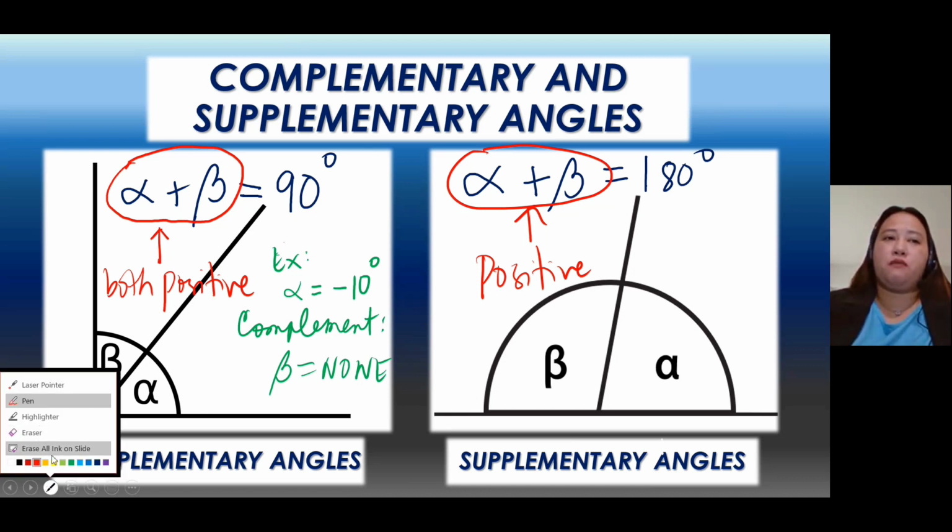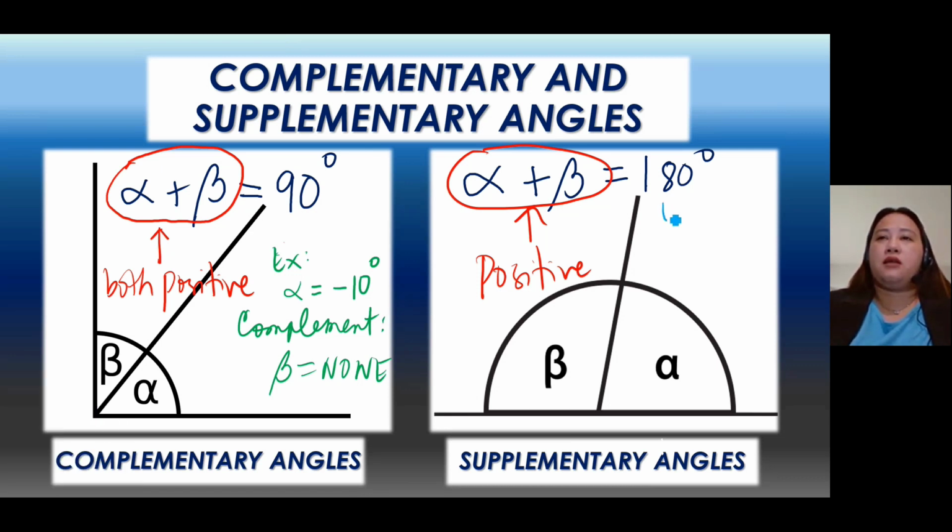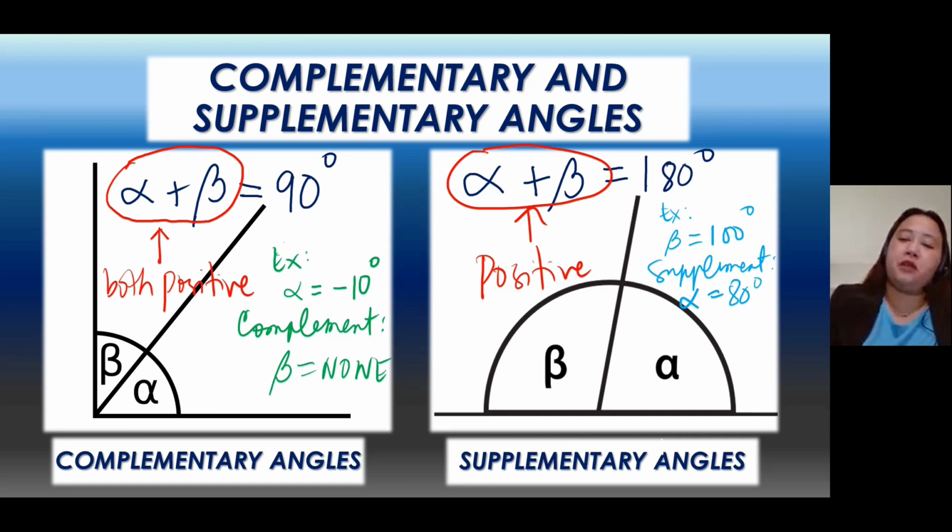Just remember that. So let us have an example here. Say that beta is 100 degrees. So its supplement is alpha, which is 80 degrees. That's it. If ever you have negative 100 degrees, because it is negative, the supplement would be none. Okay. Next.